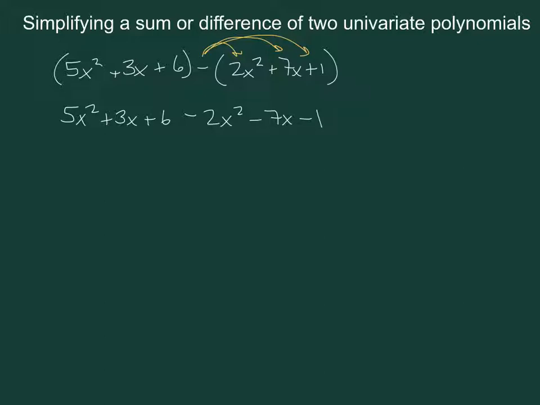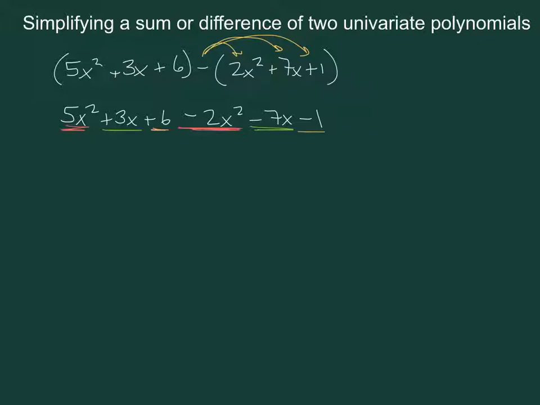Now, we just look at, okay, what are the like terms? So I've got a 5x squared here and a negative 2x squared here. So I'll combine those. I've got a positive 3x and a negative 7x, so I'll combine those. And then I've got a positive 6 and a negative 1.